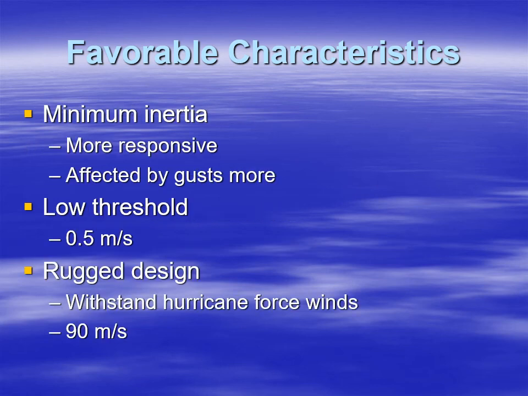Other favorable characteristics: minimum inertia. This comes down to mass and also the friction of the bearings. You want it to be very responsive. You want it to swing around and also be responsive to any gusts that are occurring. Also, you want a low threshold speed so that it responds to very low wind speeds, on the order of 1 knot or about 1/2 meter per second. And also, it has to be rugged enough to withstand hurricane force winds, and we're talking on the order of 180 knots.